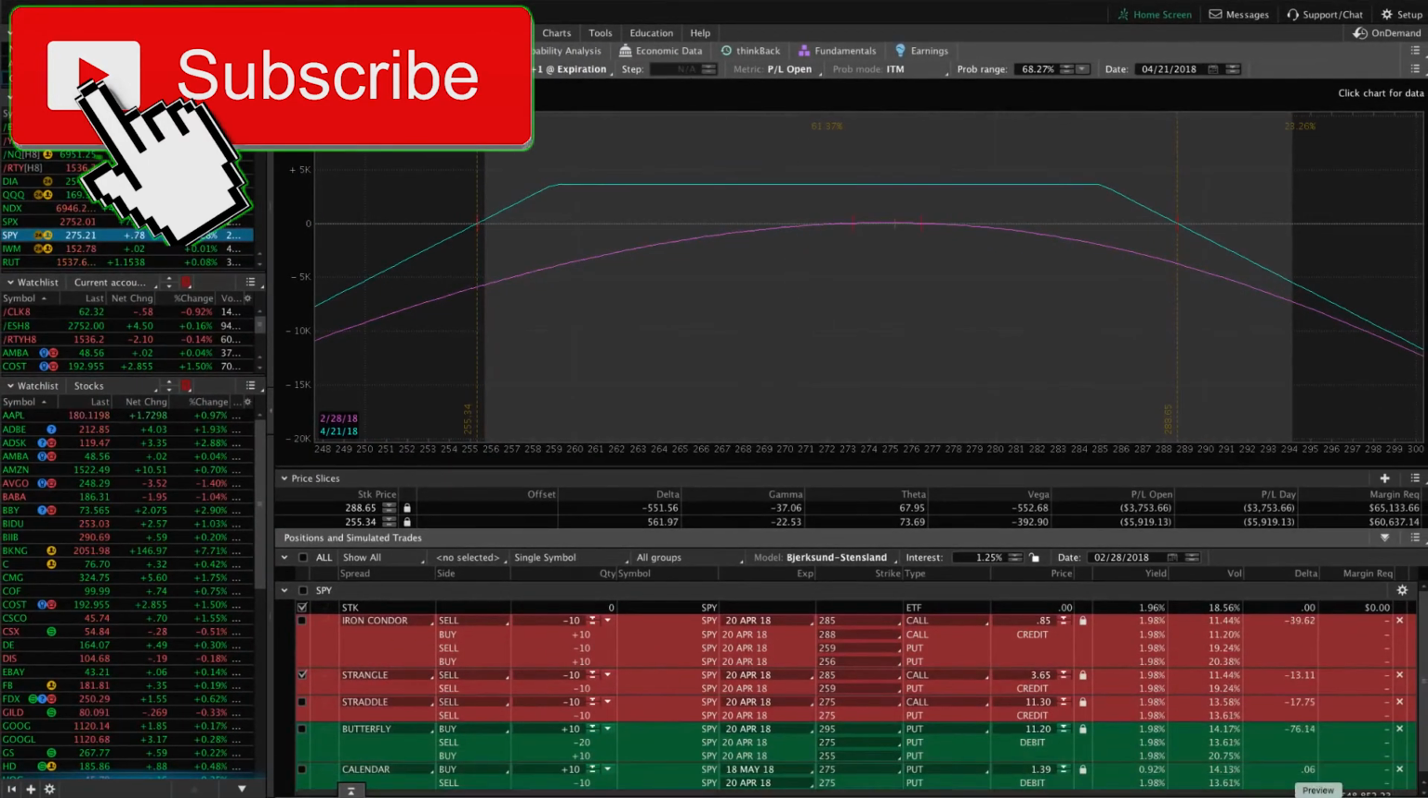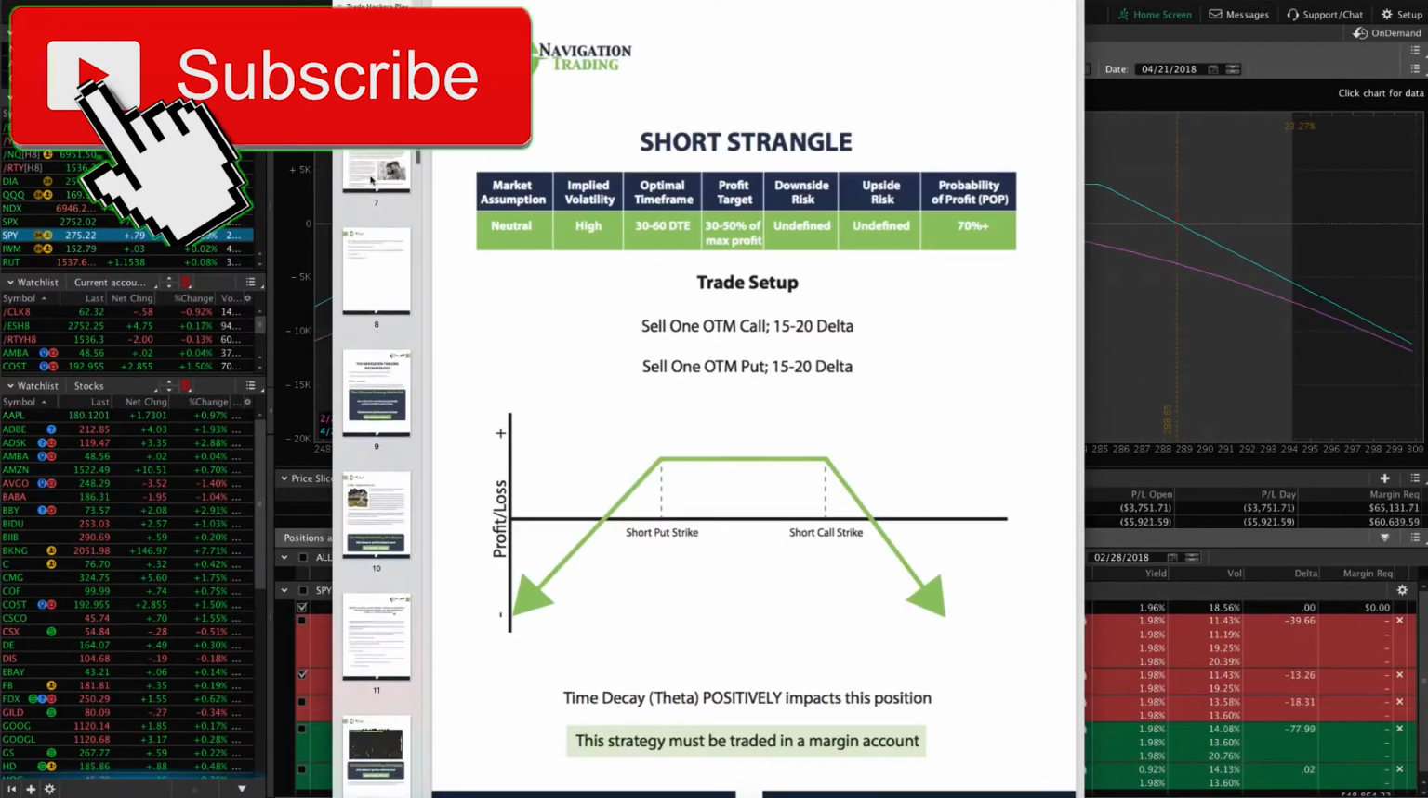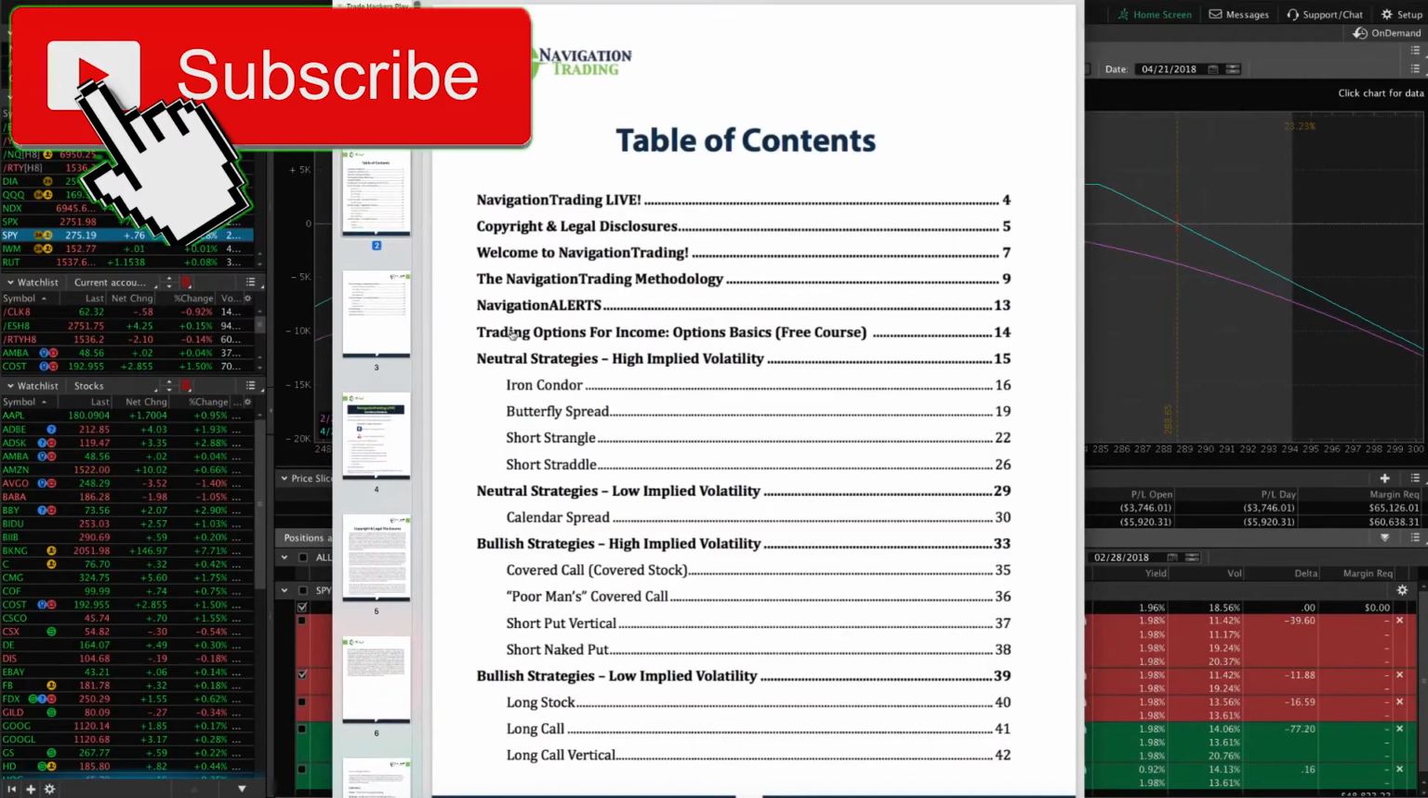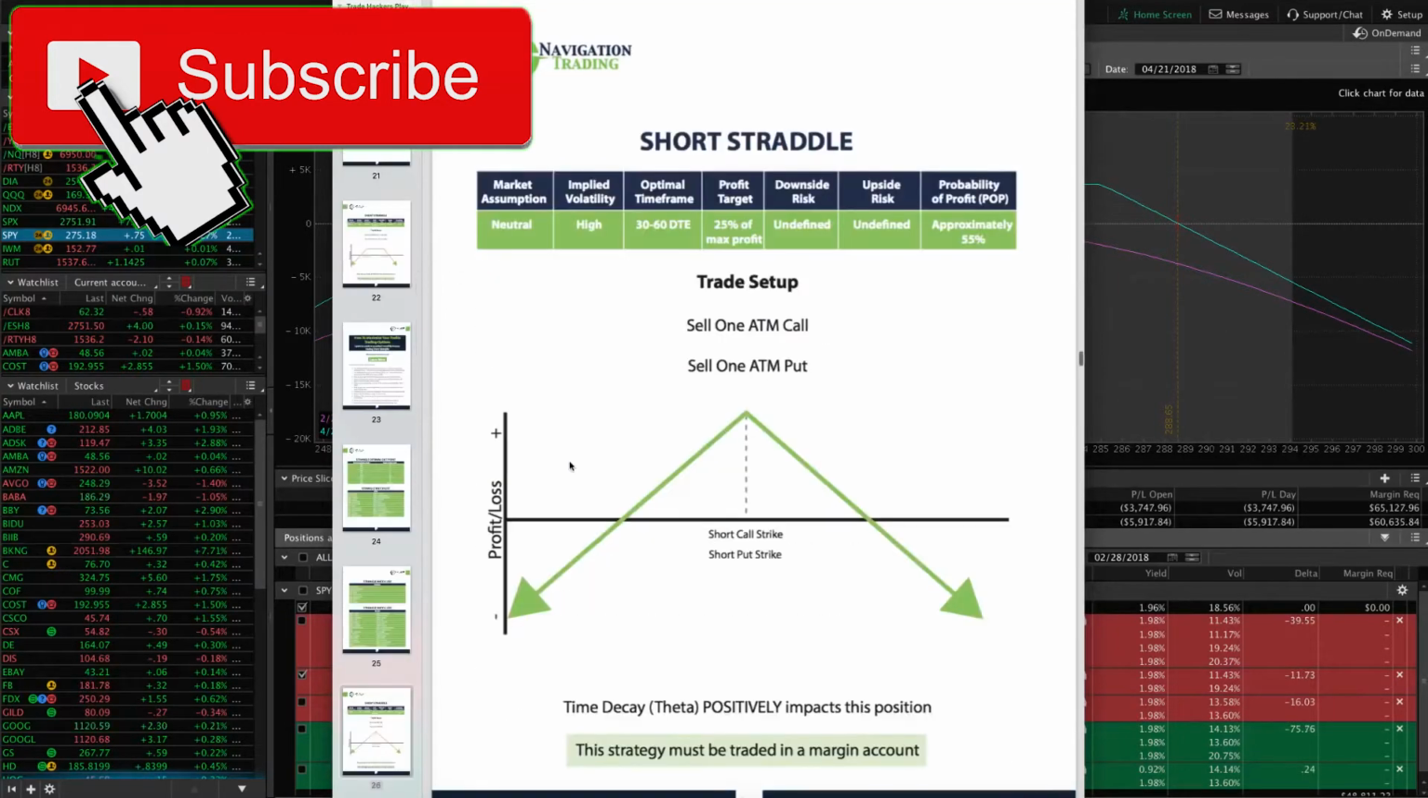Now let's bring our strategy ebook back up and take a look at the next strategy, which in this case I want to look at short straddles. So straddles are very similar to strangles. Our market assumption is still neutral. We want to put these on when implied volatility is high. We still want to enter with 30 to 60 days to expiration.